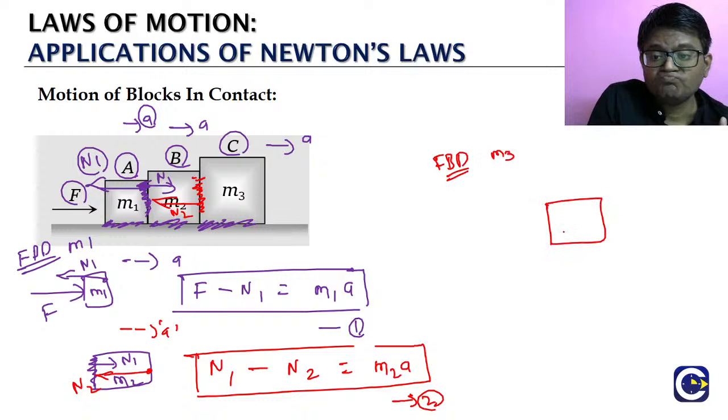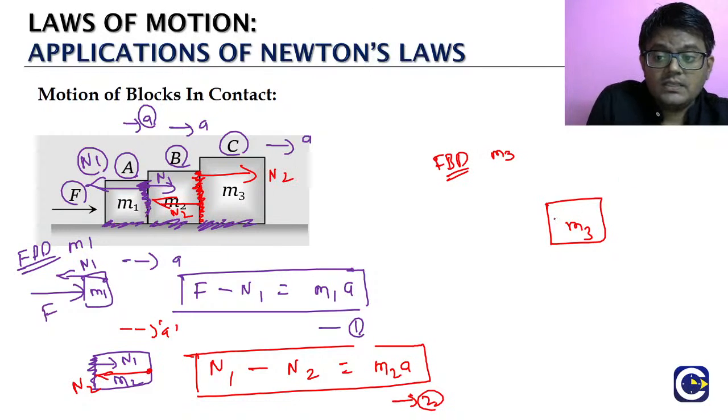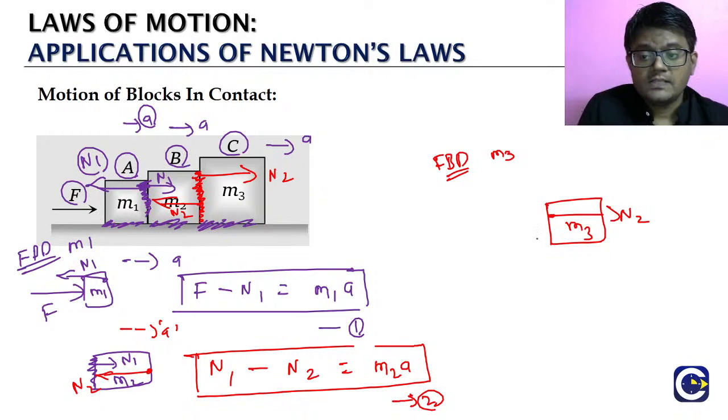Look at M3. It is having contact with block M2, so it will experience a normal reaction. The value will be the same, N2, but it will act towards the right side. So there is only one horizontal force on M3, the one from M2.